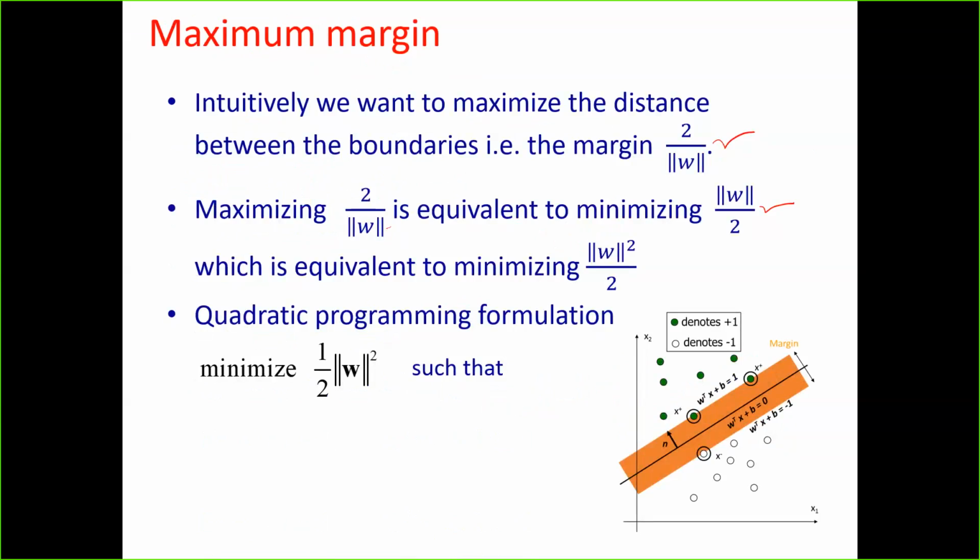Yes, sir. As they're inversely proportional to one another, maximizing this is equivalent to minimizing the inverse of that, right? Which in turn is equivalent to minimizing W square by 2. Agree for this also? Because minimizing f of x is equivalent to minimizing f of x square, right? So minimizing W by 2 is equivalent to minimizing W square by 2. Agree, right? Yes, sir.